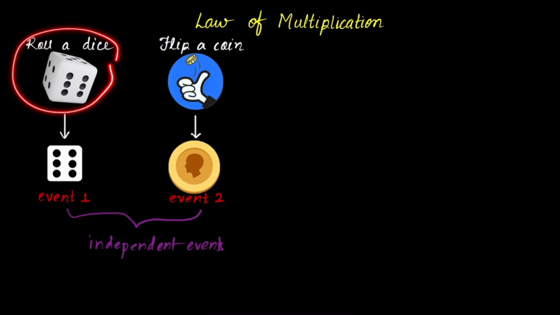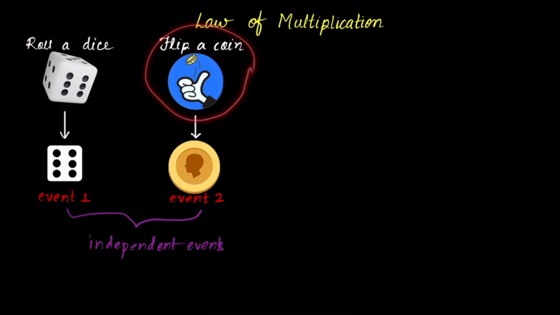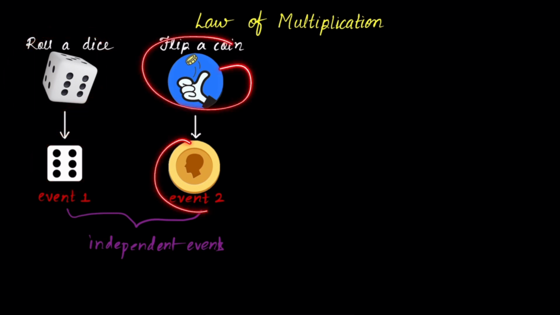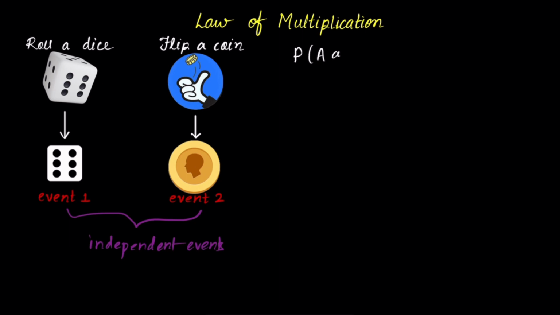That is, when you roll a dice on one side and flip a coin on the other, the outcome of rolling the dice does not affect the outcome of flipping the coin. That is why these two events are independent of one another. And in this case, if you want to find the probability of event A occurring as well as event B occurring, then you have to multiply the probability of individual events. That is, probability of occurrence of A times probability of occurrence of B. And this is what you call the law of multiplication of probability for independent events.